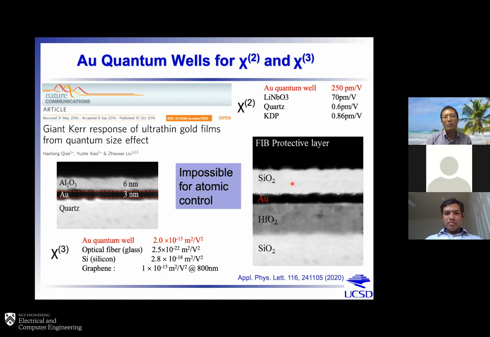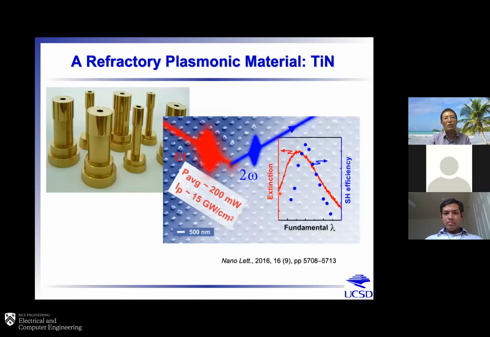Okay. But this is maybe very difficult when dealing with atomic level control and surface roughness and all that type of thing, right? And also with gold, you don't want to deal with very high power density, because if you have any defect or roughness, the laser will easily burn out the sample. Okay, for that reason, at a later time, we converted to this refractory plasmonic material, titanium nitride, whose optical property is very close to gold.